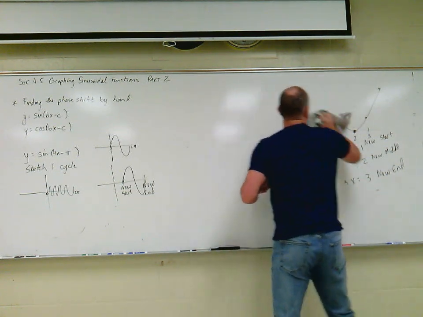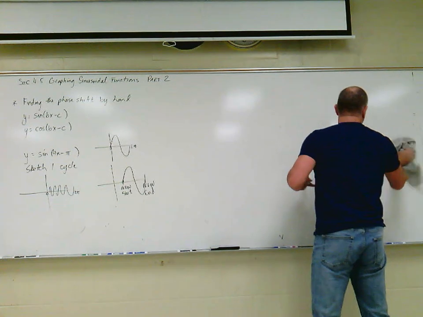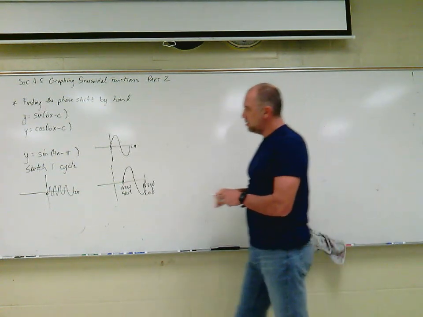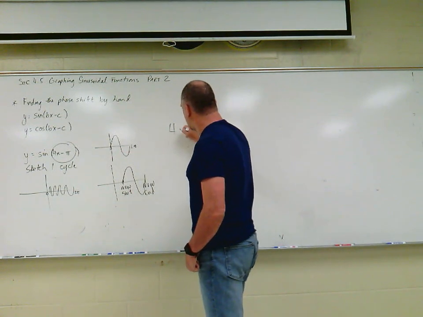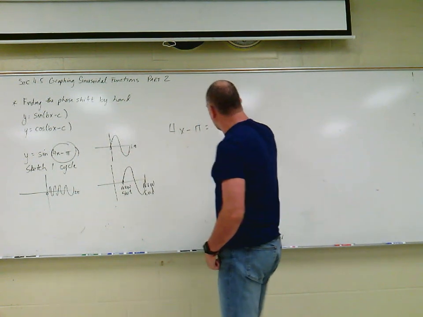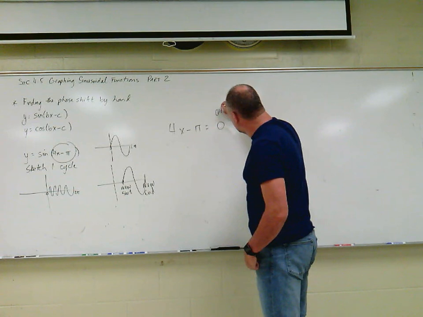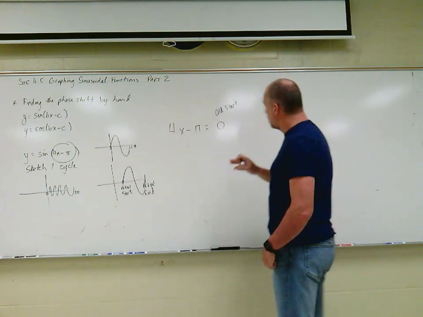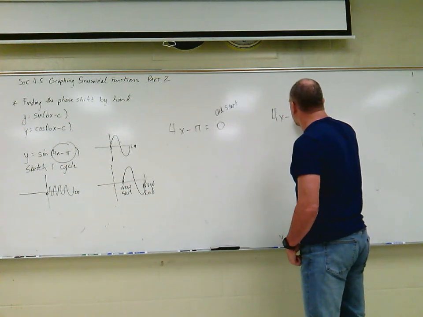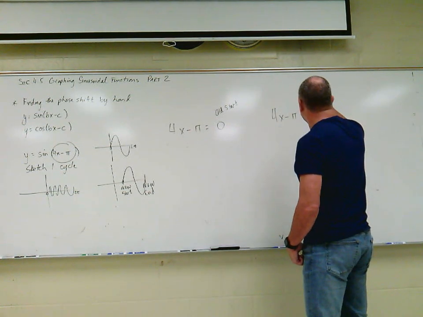Okay, so what I'm going to do is I'm going to take the inside, my 4x minus pi, I'm going to set that equal to 0. That was the old start, the original, right? And then I'm going to take the 4x minus pi and set it equal to 2 pi. That's the old end. Okay?